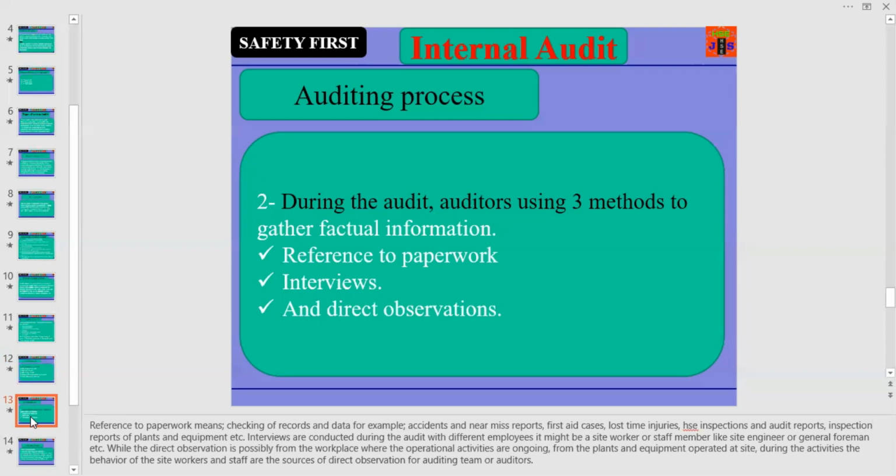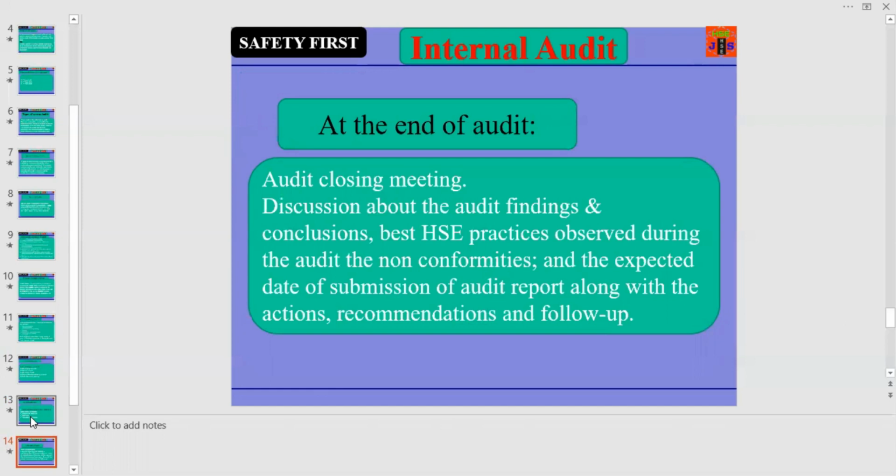While the interviews are conducted during the audit with different employees, it might be a site worker or staff member like a site engineer or general foreman. And the direct observation is possible from the workplace or work site where the operational activities are ongoing, from the plants and equipment operated at site. During the activities, the behavior of the site workers and staff are the sources of direct observation for the auditing team during the auditing process.